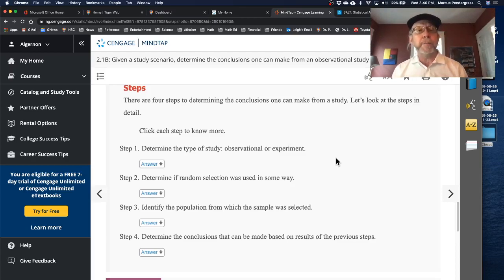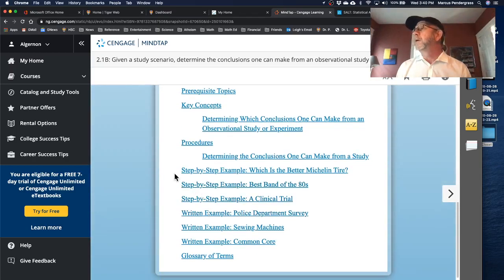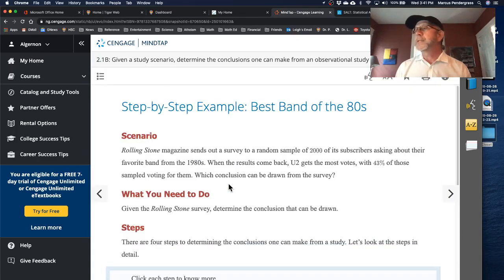They outline 4 steps. First, determine the kind of study. Is it an observational study or an experiment? Then ask yourself how random selection was being used. That's to determine if generalization is possible, and if it's an experiment, whether cause and effect can be determined. Identify the population from which the sample was selected, and then from all that, determine the conclusions. So let's take a look at some of their examples here and see how this plays out.